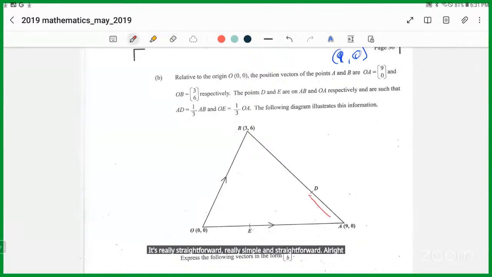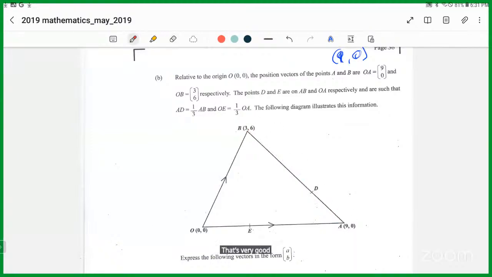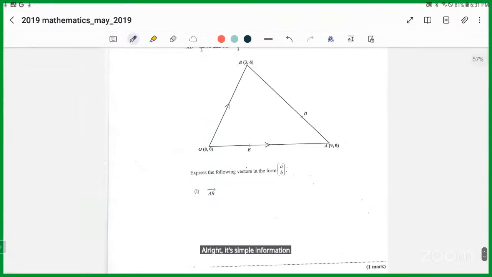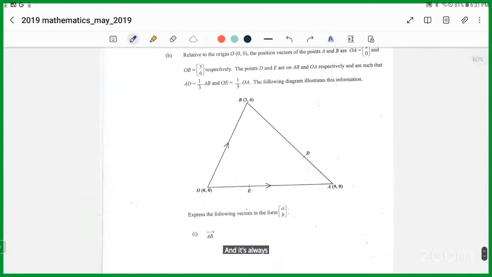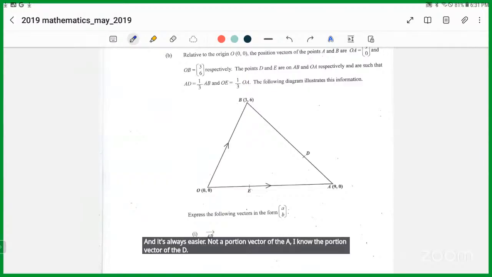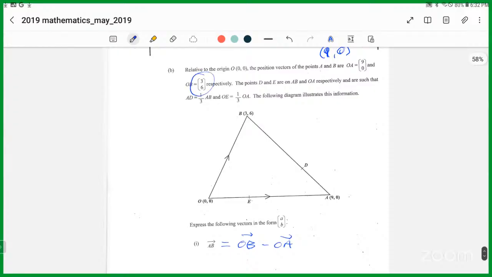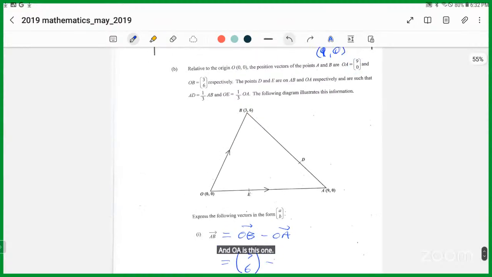Alright, I know that this side, as I said, is 1/3 of the whole thing. Alright, let's work with the information now. What do I want us to find? I want us to find the vector AB. And it's always easy when you know the position vector of A and the position vector of B. This becomes OB minus OA, because you know the two position vectors. The OB is this one, (3, 6), and the OA is this one, (9, 0).